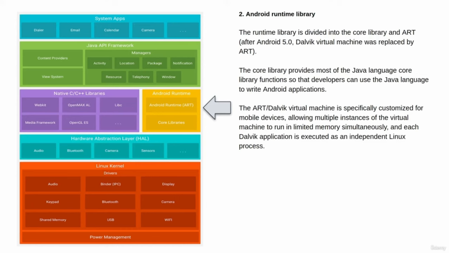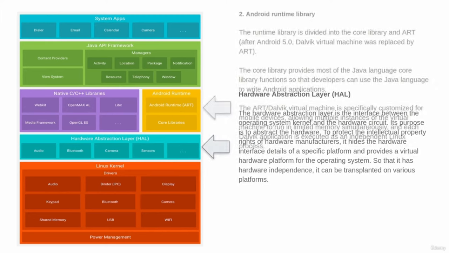With the introduction of ART after Android 5, the code of all the applications will be pre-compiled into machine code when it is first installed in the device. This makes the application a true local application. In this way, ART makes the app execute faster compared to Dalvik.